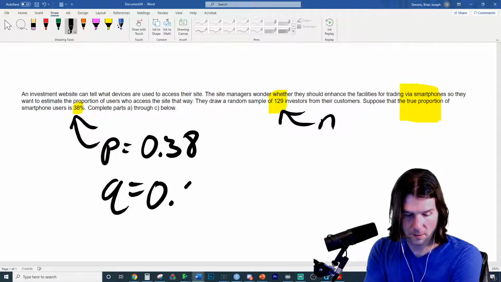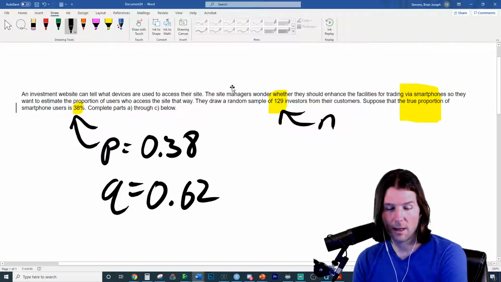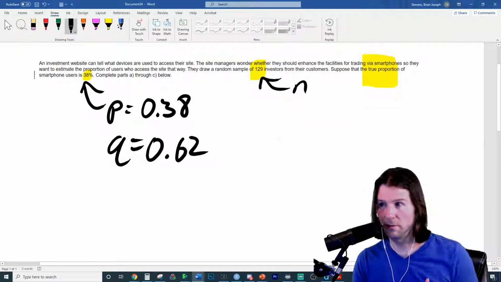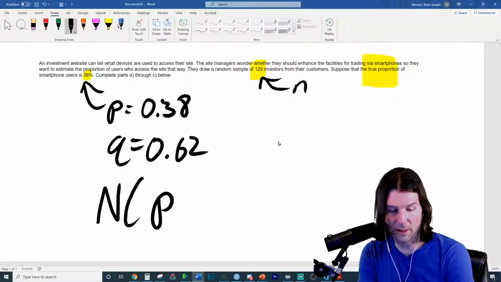And Q. So as soon as you have P, you find Q, like, okay, cool, we got it. Now, what would you find down here if you know this? Because if you know what kind of problem this is, you'd be like, well, wait a minute. We're just going to talk about normally distributed with a mean of P and a standard deviation of the square root of P times Q over N.